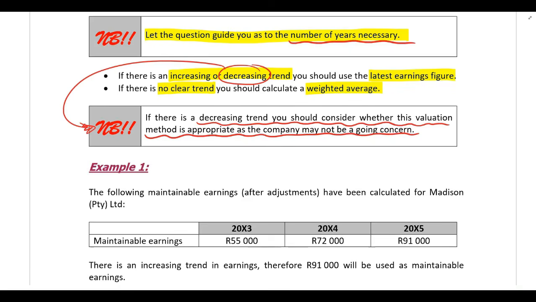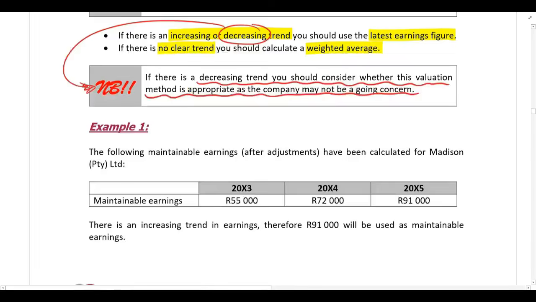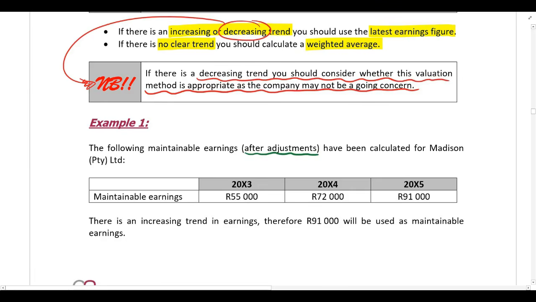In example 1, the following maintainable earnings after processing the adjustments have been calculated for Madison Pty Limited. So in 20x3 they have earnings of 55,000, in 20x4 72,000, and in 20x5 91,000. So in this example, you can see the earnings each year are increasing. Please note, it doesn't have to increase by an equal amount or an equal percentage. As long as the earnings each year are increasing, we've got an increasing trend in our earnings.